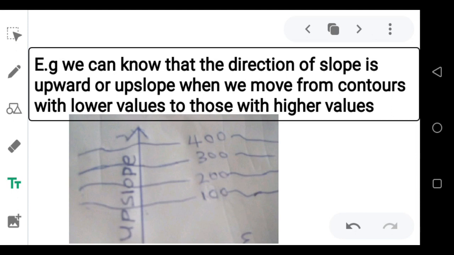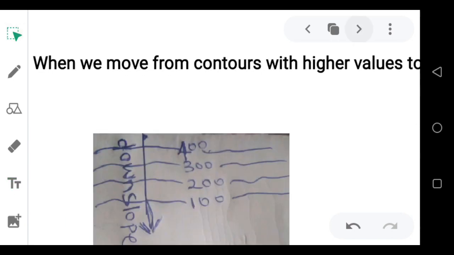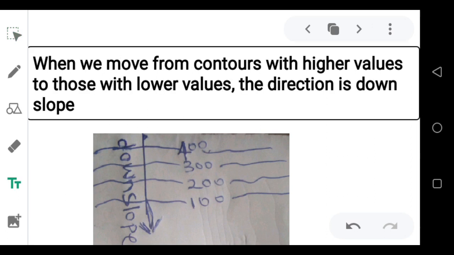Can you see the contour lines below? Can you see the interval? It moves 100, 200, 300, 400. So when you are going up, it tells you that that place is an upland because of the contour values. It goes from 100 to 400. You can see you are moving up. So that's an upslope.